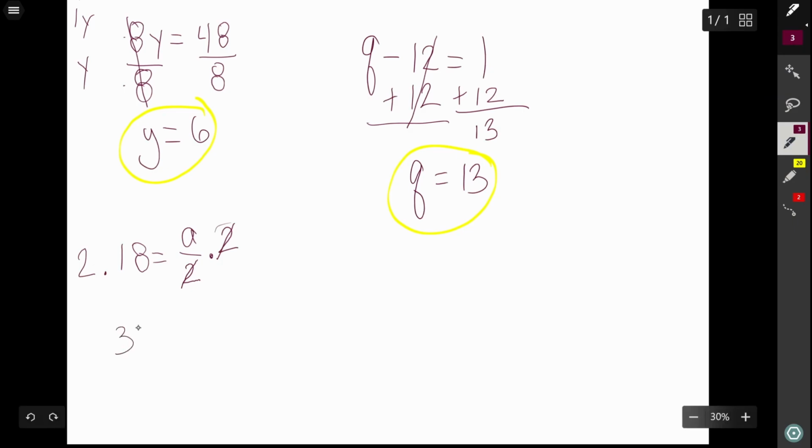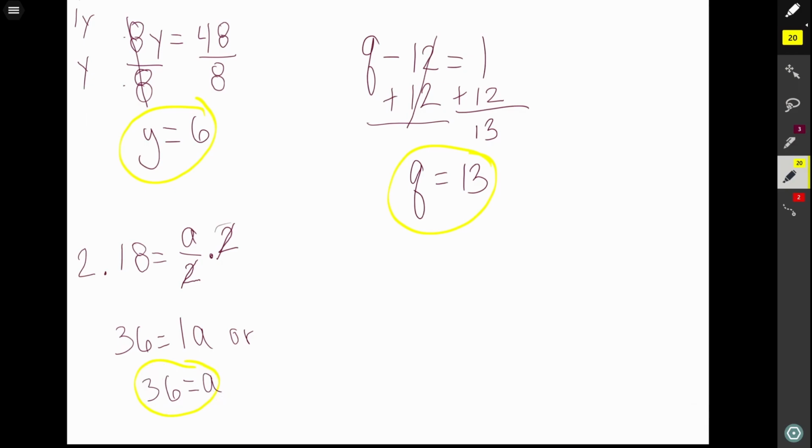So here you could say 36 equals 1a, or 36 really just equals a. And this is perfectly okay to have an integer on one side and a variable on the other. Because up here you see we have a variable on one side and an integer on the other. And they can be switched.